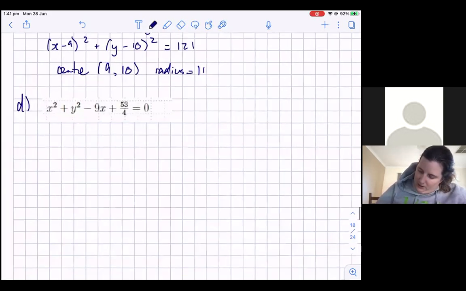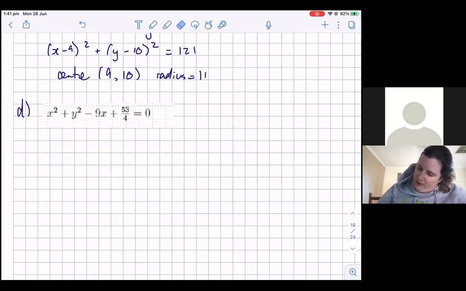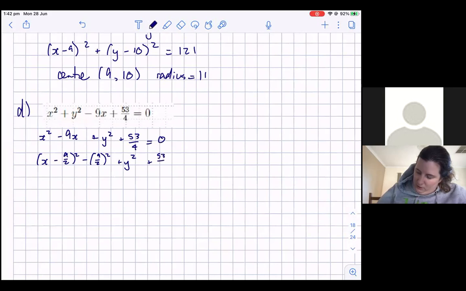Okay, we've got x squared. Again, I'm just going to write it reorganized. So I've got x squared take 9x plus y squared plus 53 on 4. So we've got x take 9 on 2 squared take 9 on 2 squared plus y squared plus 53 on 4 equals 0. 81, hang on then.